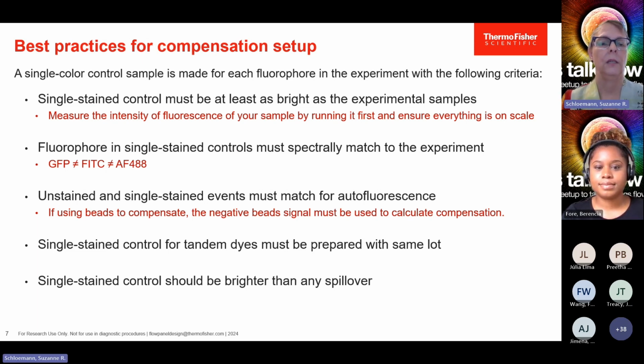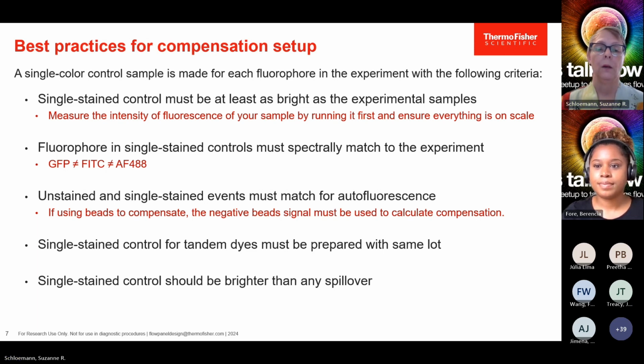The fifth condition, single stain control should be brighter than any spillover. As we've shown in our previous slides, the FITC and the PE signal, where we saw the false positives in the PE channel, if you see something like this when you run your single color controls, then you need to take another look at them.